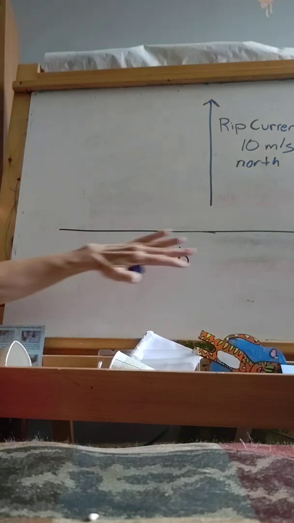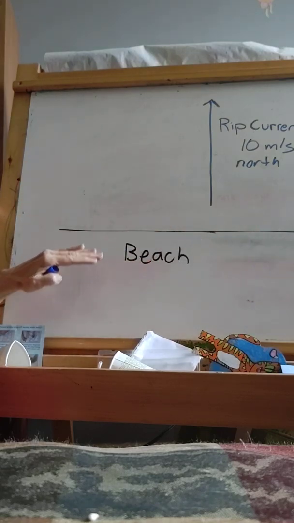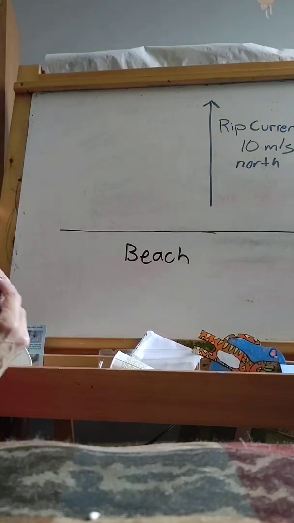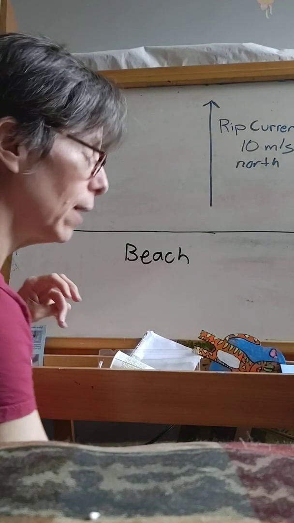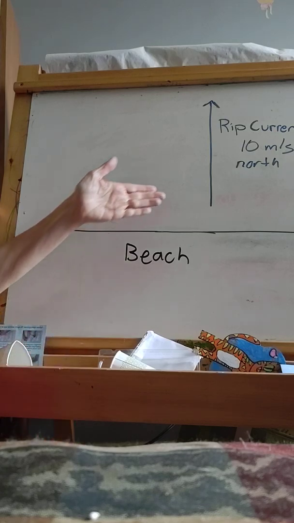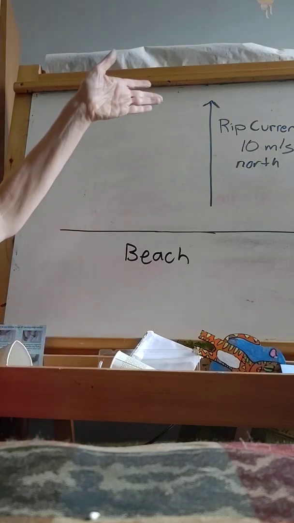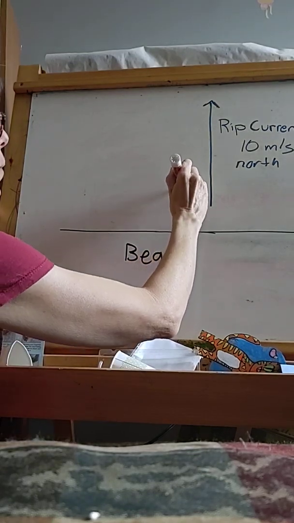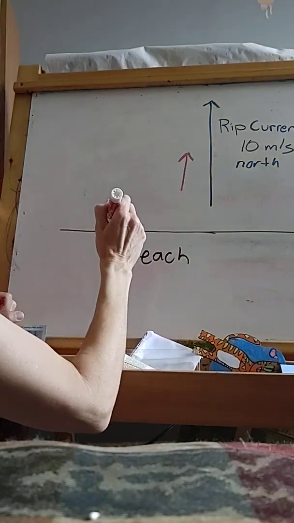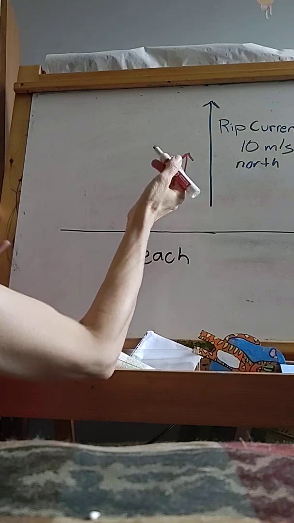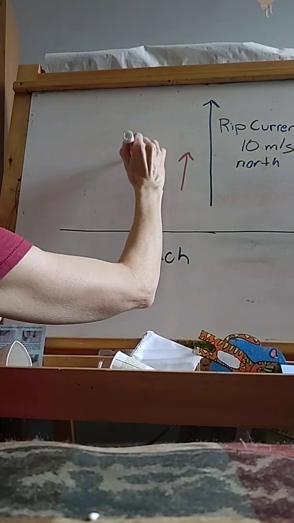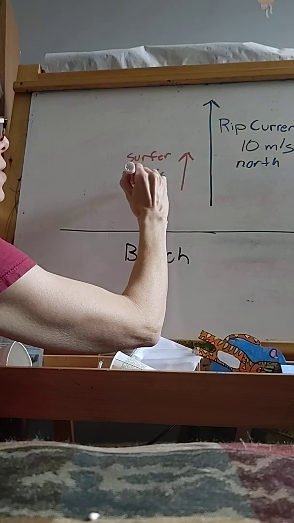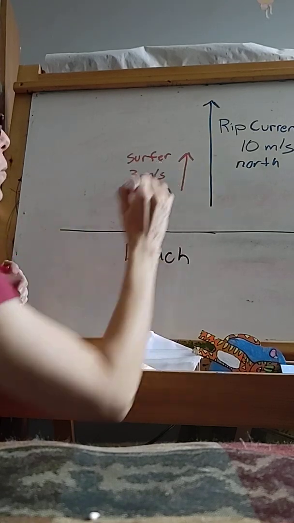So in this particular case, I have the beach drawn at the bottom of my board, and I have my rip current flowing north at 10 meters per second. Surfers like to use rip currents. They use the rip current as an easy way to get out towards the deep water. So a surfer might be on their board traveling at, I'm going to make up a number, 3 meters per second to the north.